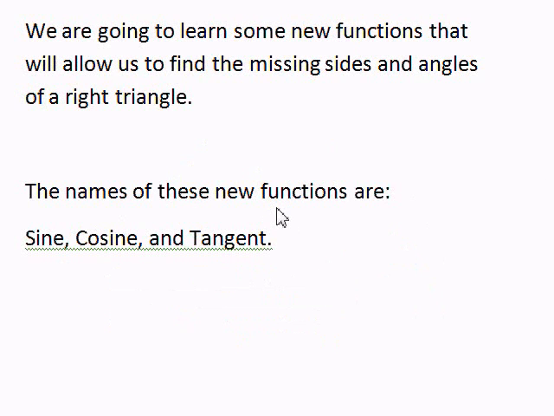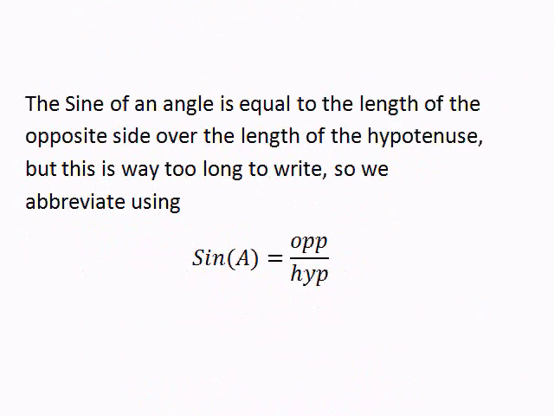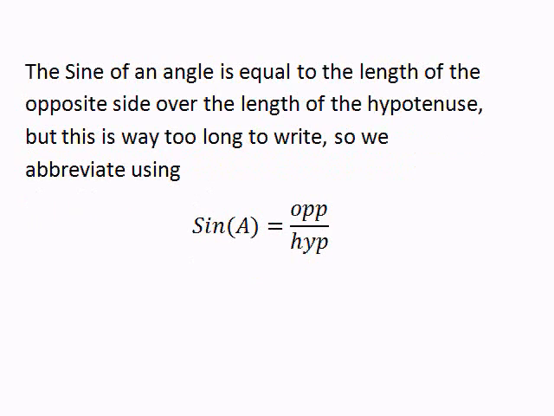We're going to learn some new functions that allow us to find the missing sides of a right triangle. The names of these new functions are sine, cosine, and tangent. Now each one of these is going to be defined in a different way. The sine of an angle is equal to the length of the opposite side divided by the length of the hypotenuse. But this is way too long to write.